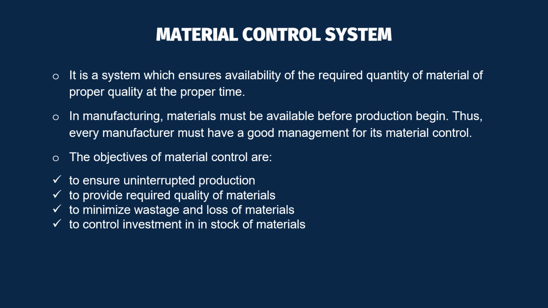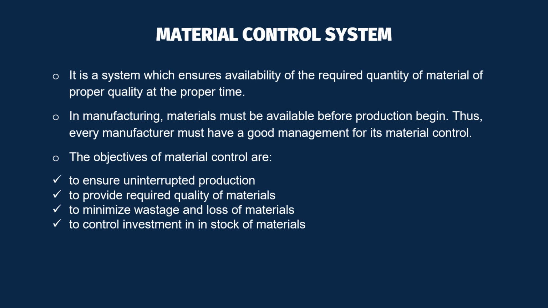Number one is to ensure uninterrupted production. So we want to ensure that our production runs smoothly, and we don't have any problem of understocking. So the material control system is one of the ways. Number two, to provide the required quality of materials. And of course, when we have proper control of material management, we will, for example, select the best supplier among all, so we might have the good quality as required.